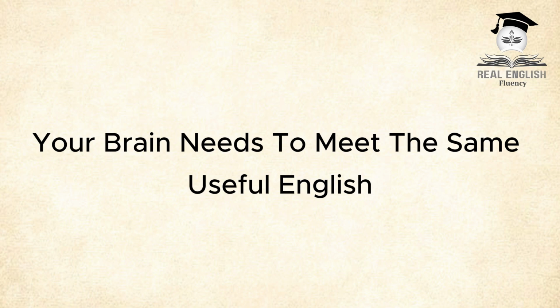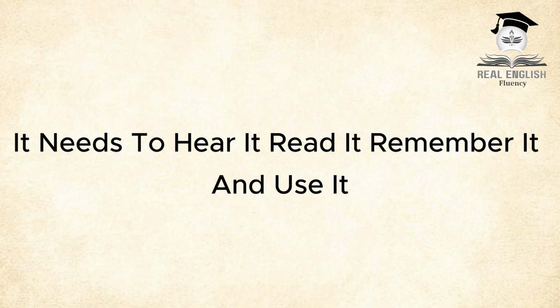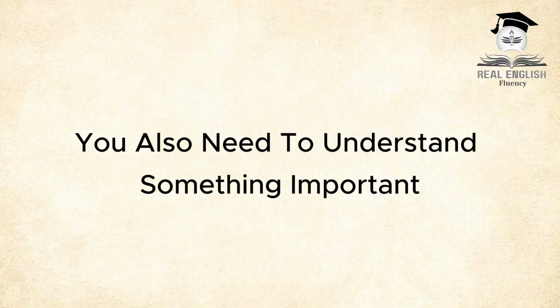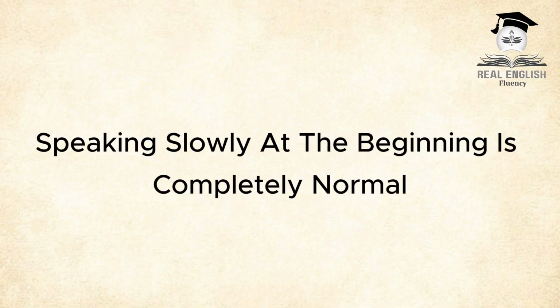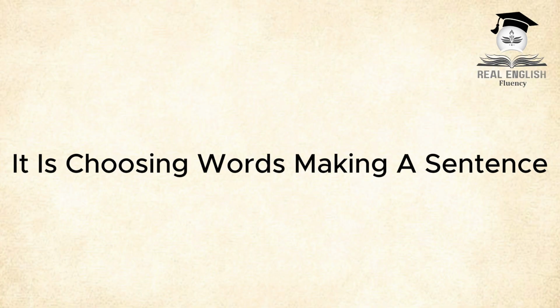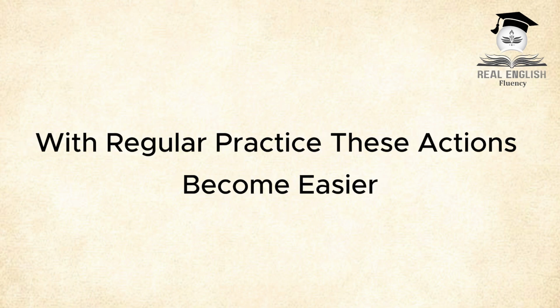Your brain needs to meet the same useful English many times. It needs to hear it, read it, remember it, and use it. This gives the words a stronger place in your memory. You also need to understand something important. Speaking slowly at the beginning is completely normal. Your brain is doing many things at the same time. It is choosing words, making a sentence, checking grammar, and preparing your mouth to speak. With regular practice, these actions become easier.